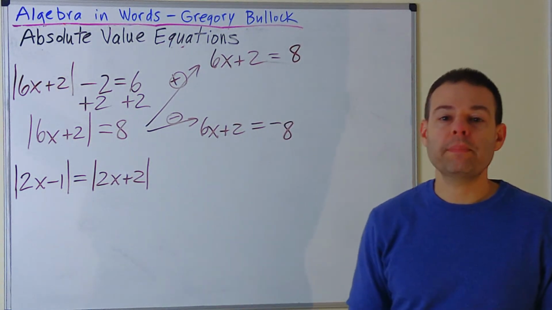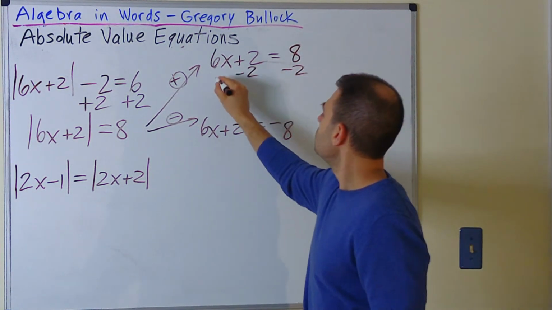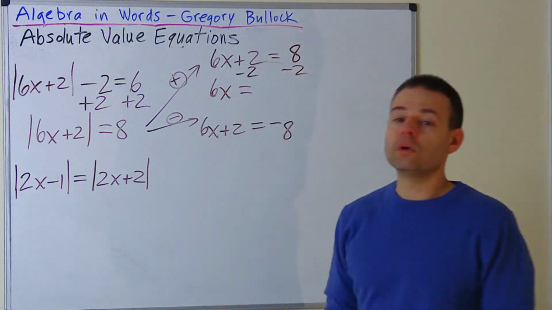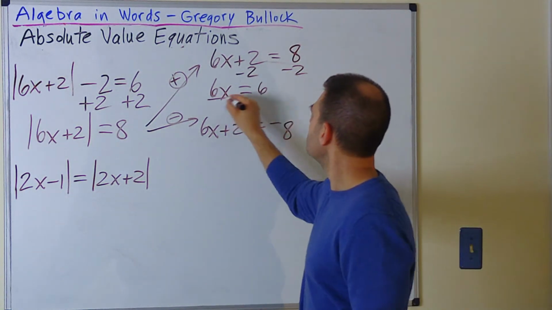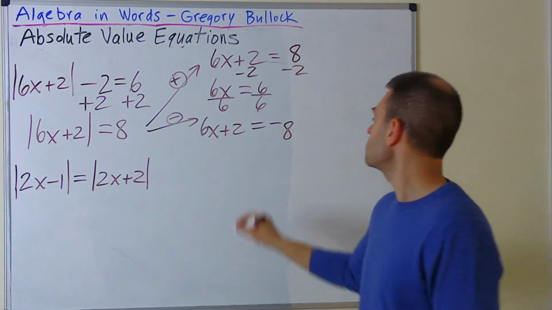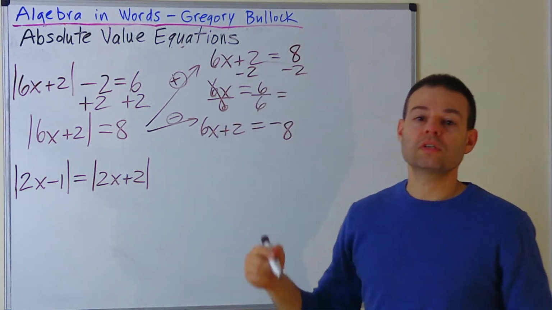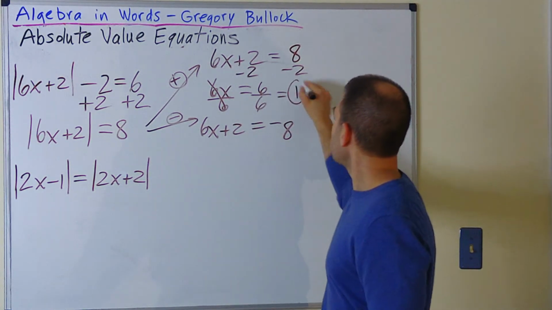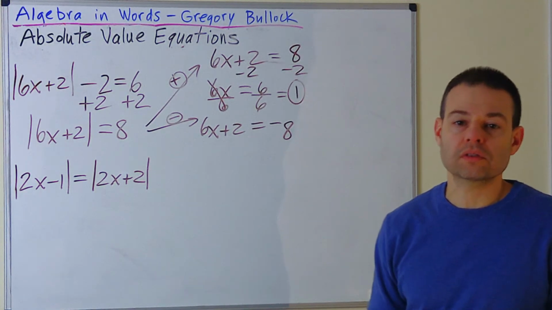Let's go back to the top and solve for x. Minus 2, minus 2. 6x equals 8 minus 2, which is 6. Divide both sides by 6. And we get x equals 6 over 6, which is 1. I'm going to circle that, but remember, we're still going to solve for the other solution.